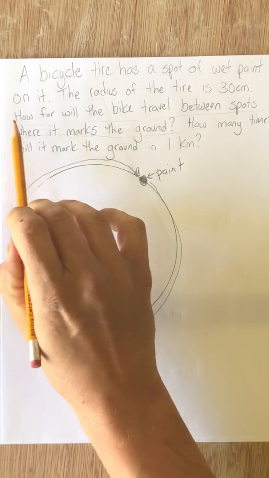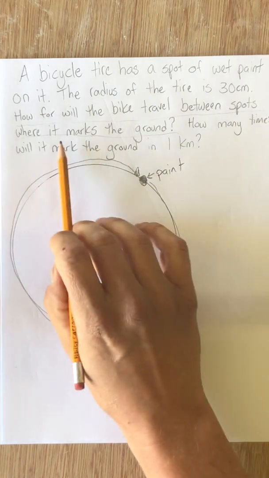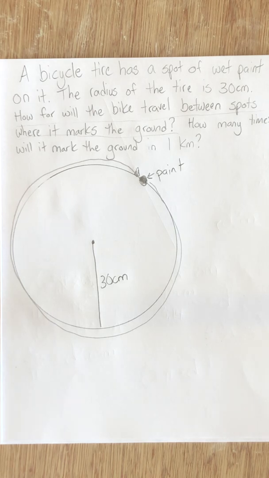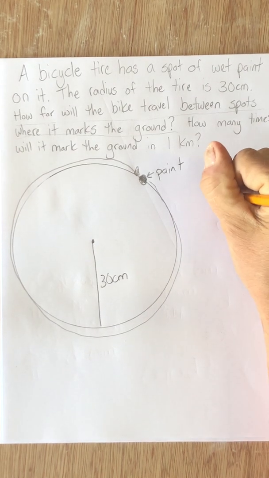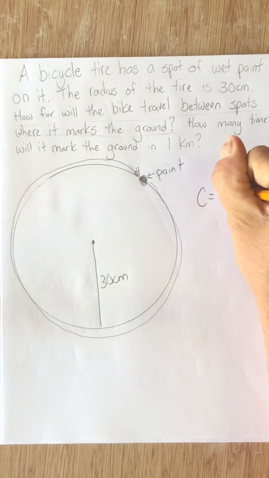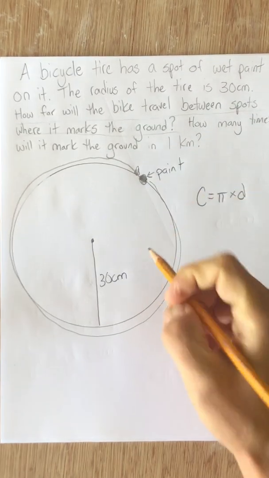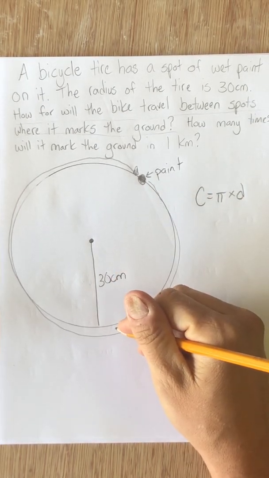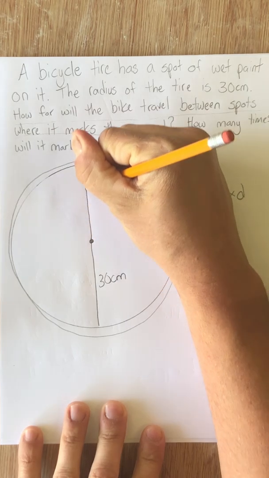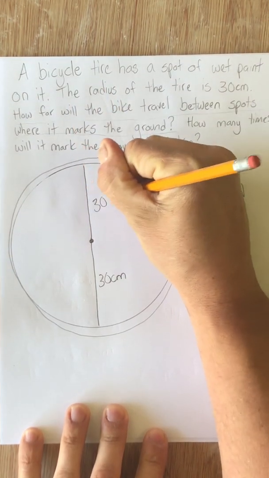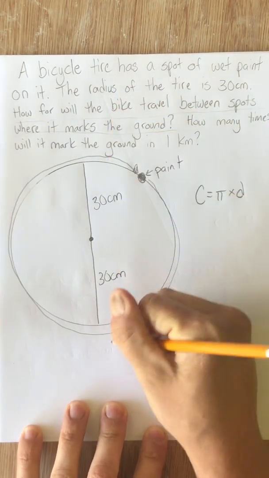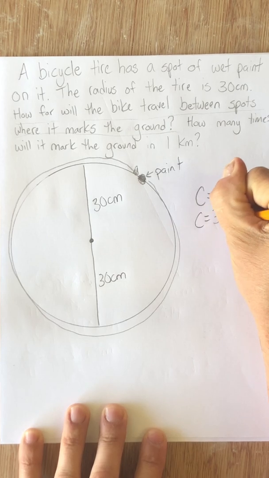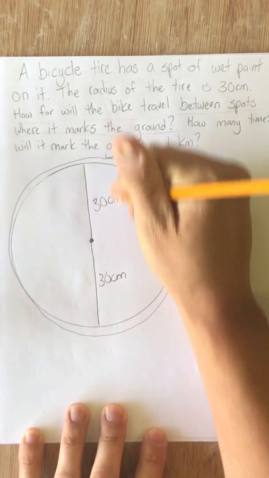So when I need to find out how far the bike will travel between spots where it marks the ground, I need to find out how far this distance is. I need to find out the circumference of my tire. So again, circumference is pi times diameter. I'm given here a radius. This is not a diameter, it's a radius. So I need to think about what it takes to make my diameter, another 30 centimeters. So my diameter is all the way across, 60 centimeters. So to find the circumference, I do pi, 3.14, times 60 centimeters.